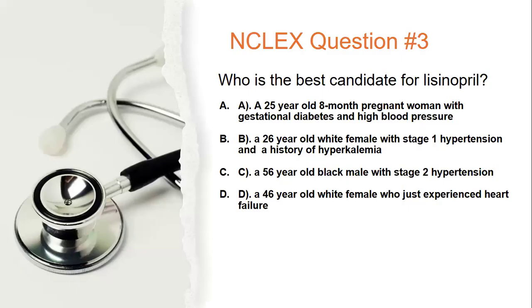All right, question number 3. Who is the best candidate for lisinopril? A 25-year-old 8-month pregnant woman with gestational diabetes and high blood pressure, a 26-year-old white female with stage 1 hypertension and a history of hyperkalemia, a 56-year-old black male with stage 2 hypertension, or a 46-year-old white female who just experienced heart failure.